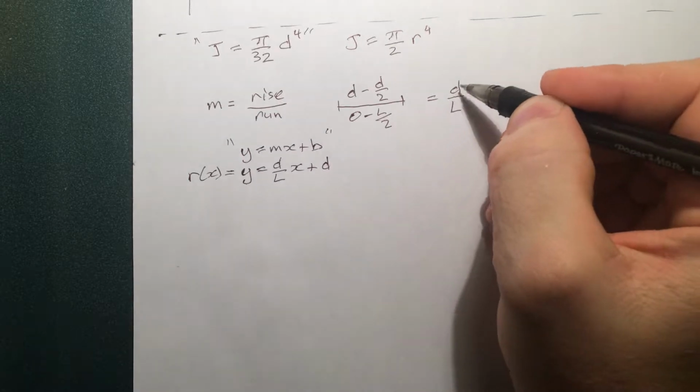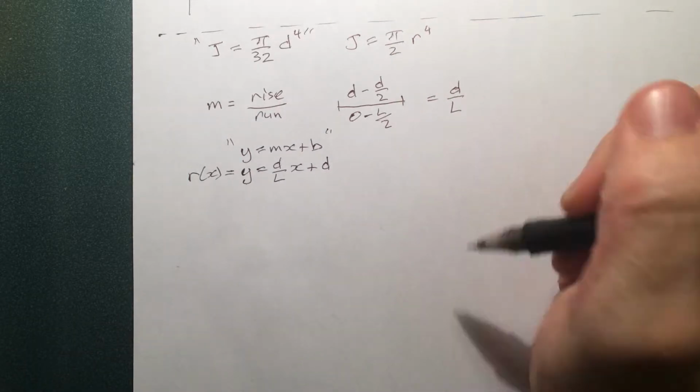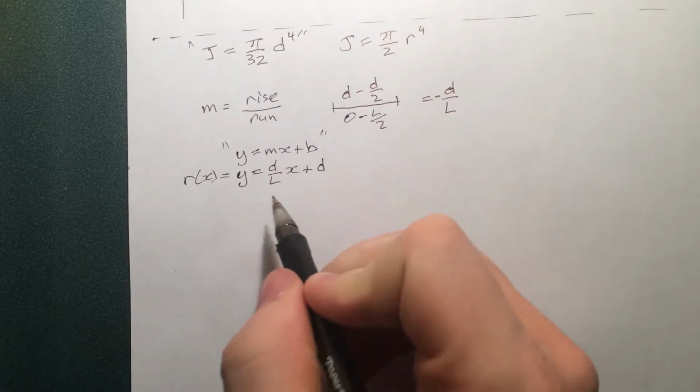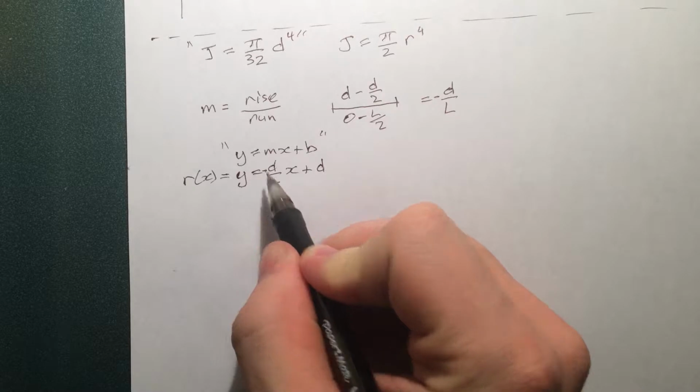Okay, so this dl by L is actually negative, right? Because we still have the negative from here. All right, so going back to this equation, it's going to be negative here.